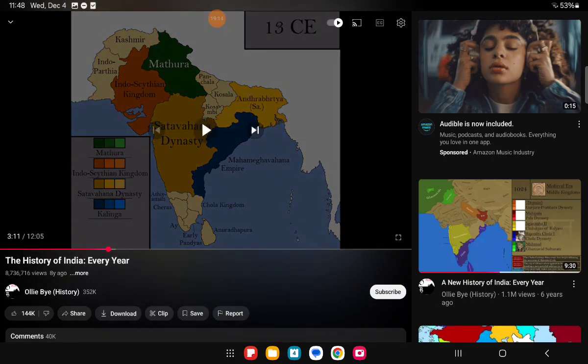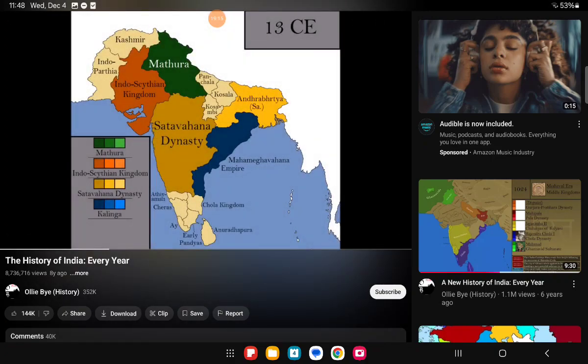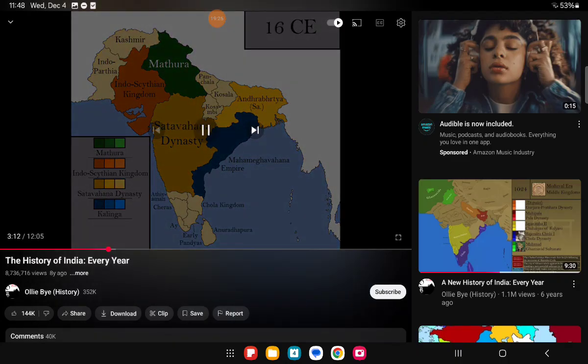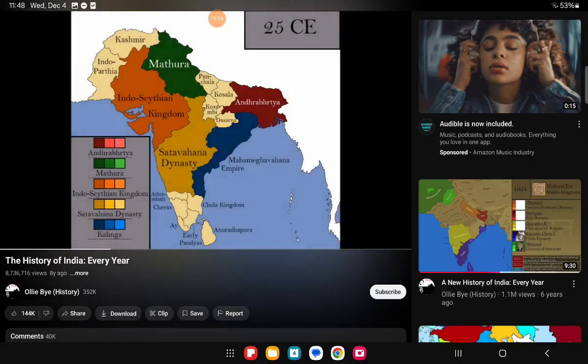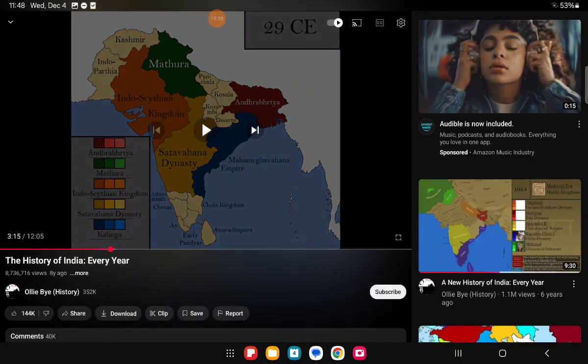Oh, look, the Kalinga was trying to apparently occupy part of the Satavahana territory. And now Mathura is now a big power. And the Indo-Scythians just took a giant bite out of Satavahana. And the Indo-Greeks are gone.